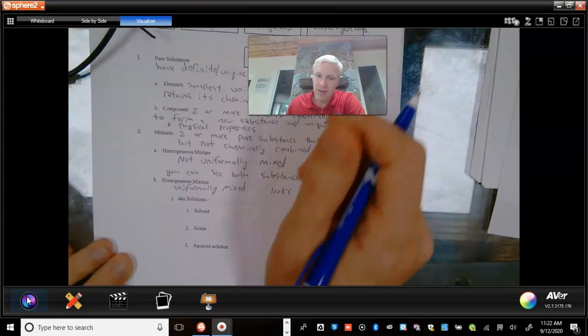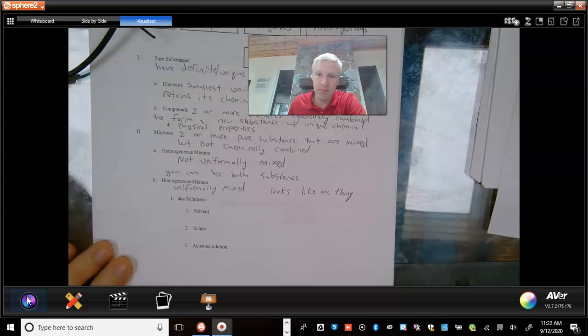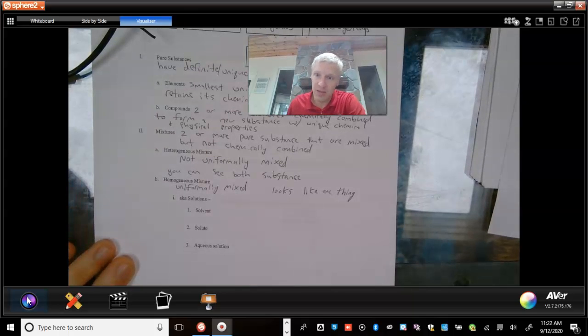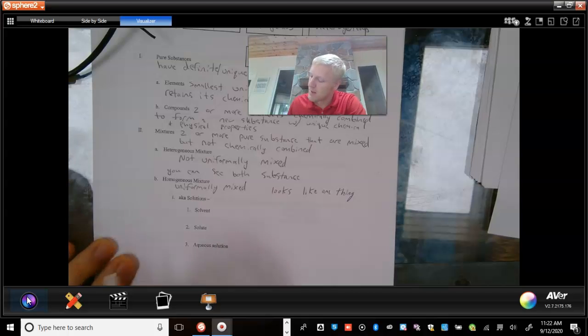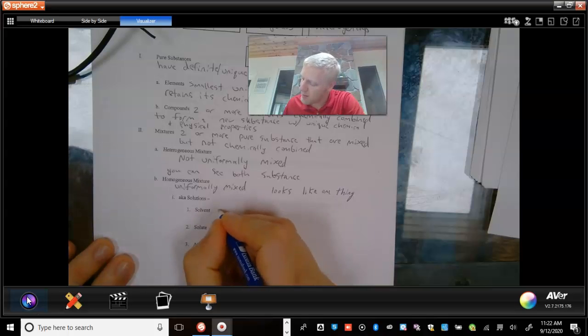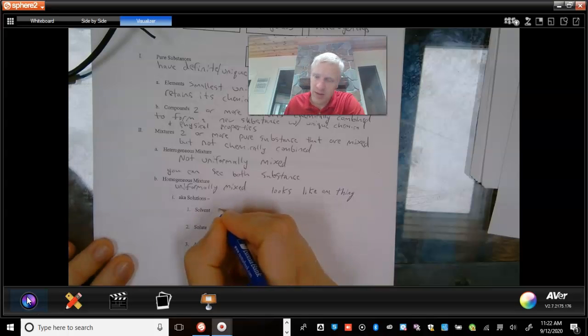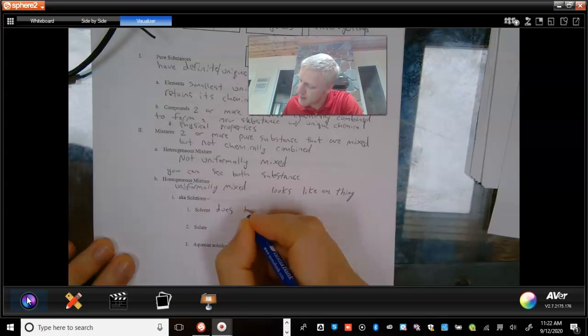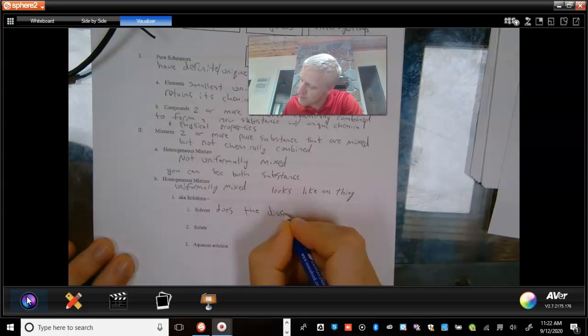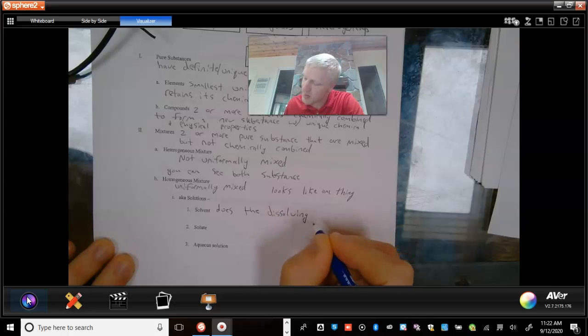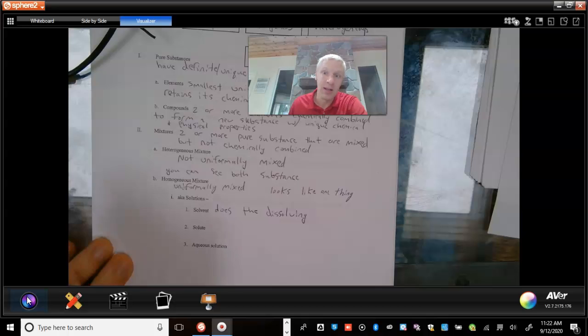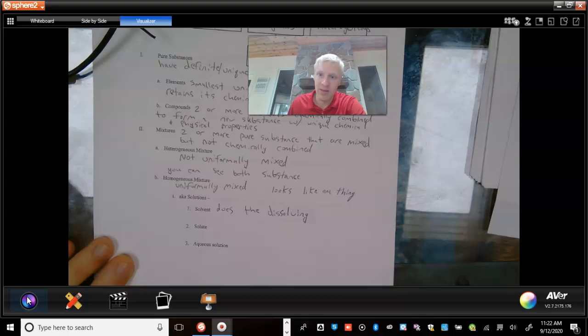All right, so going down to the very last part, we've got solutions, which are another name for homogeneous mixtures. It looks like one thing, but there's actually multiple things being mixed. We've got solvent and solute. Solvent, that's the part of the homogeneous mixture that does the dissolving. It surrounds the solute. Typically it's a liquid, most commonly water, and it surrounds the solid substance and breaks it apart so that it's totally mixed and appears to vanish.